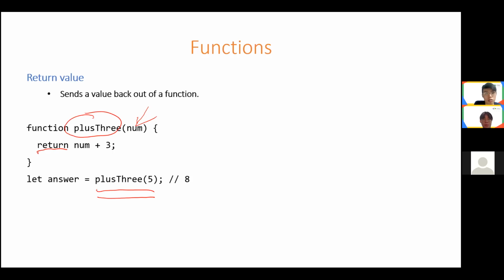When we run this code, remember the right hand side will execute first. So we'll execute this function. We'll go back up here, and num will equal 5 because you are giving it 5. So 5 plus 3 equals 8, and that 8 value will be returned from the function. Because it's returned, it is assigned back to the variable answer. This way we can run the function and then get back its output and store it inside a variable.